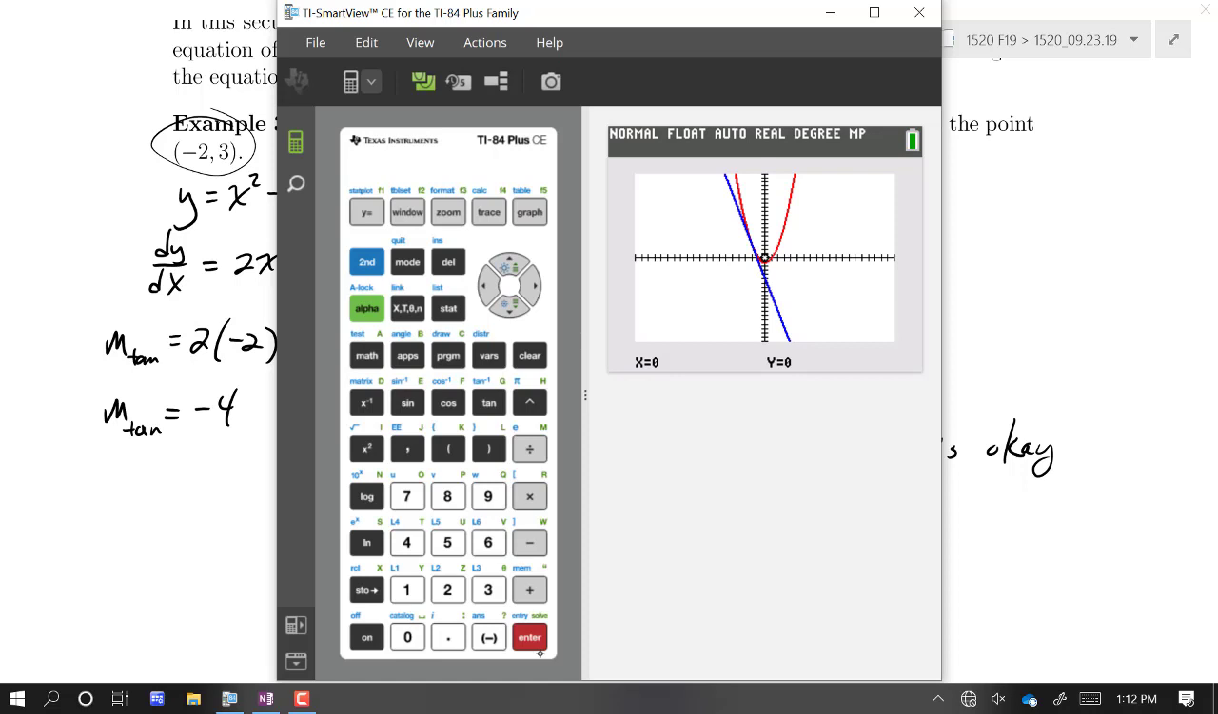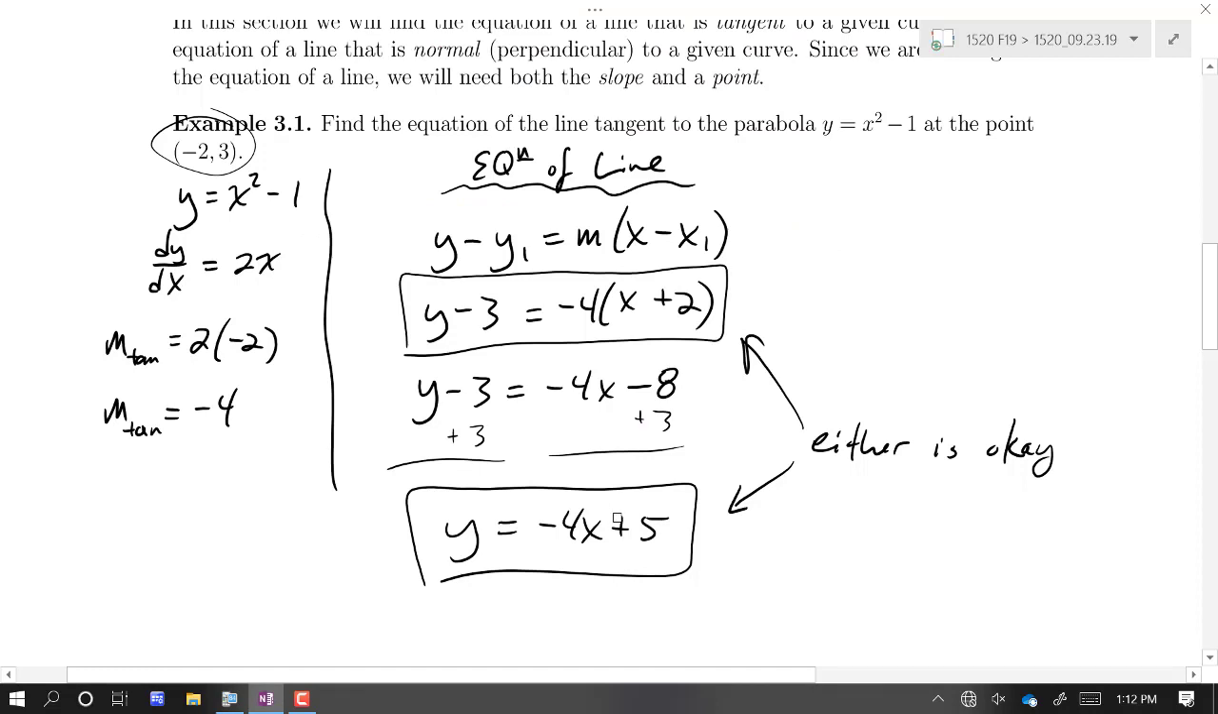Yeah. Your equation in the notes is plus 5. Oh. Well, that's silly. -8 plus 3 is -5, right? Yeah, okay.